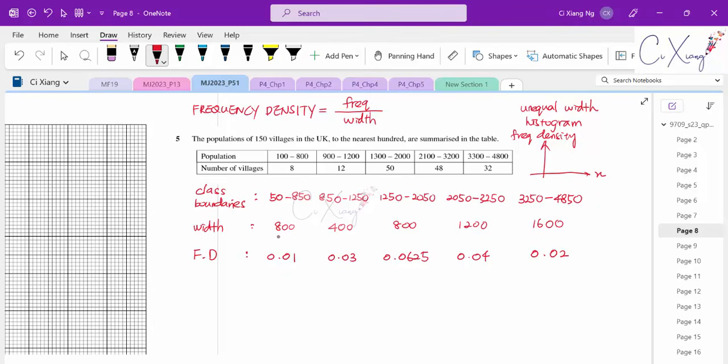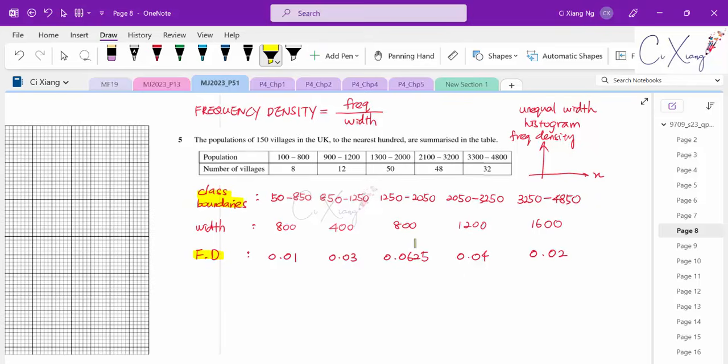Okay, so after we get the frequency density, please make sure that when you calculate the frequency density, you try to show it up in your solution or calculation. Okay, so after I get the frequency density already, then we can start sketching the histogram, right? So my y-axis will be this one, which is the frequency density. My x-axis will be the class boundary here. So for the width of the bar, I need to refer to all the values for class boundaries.